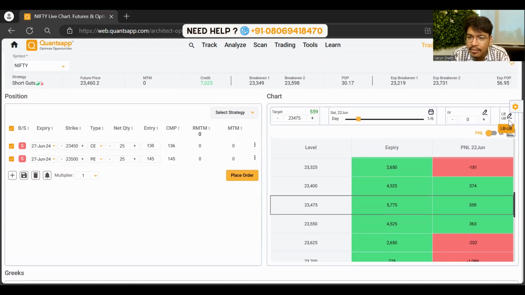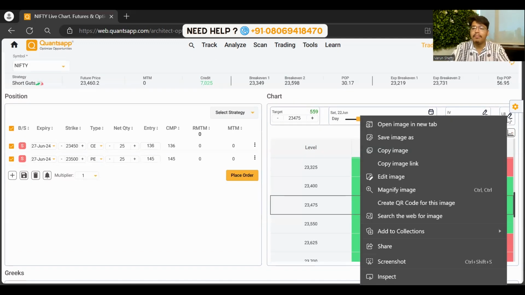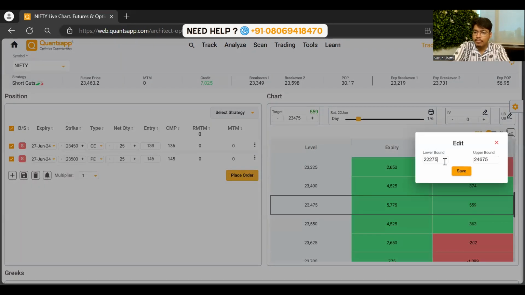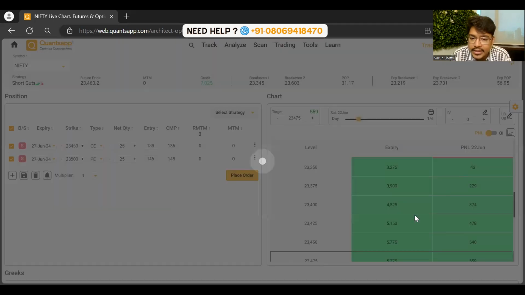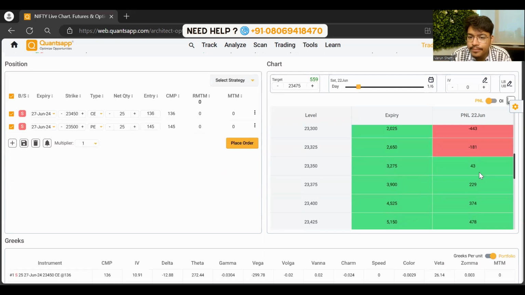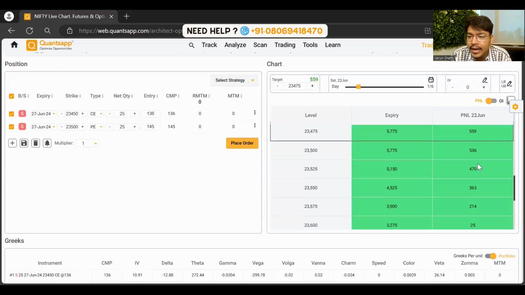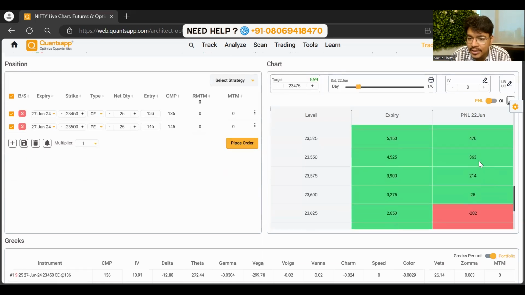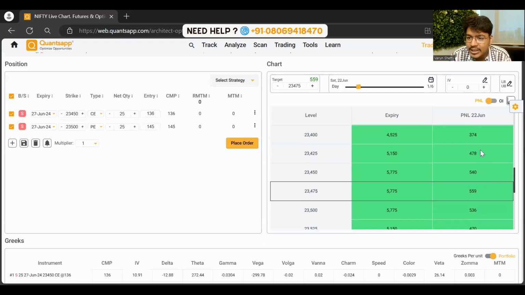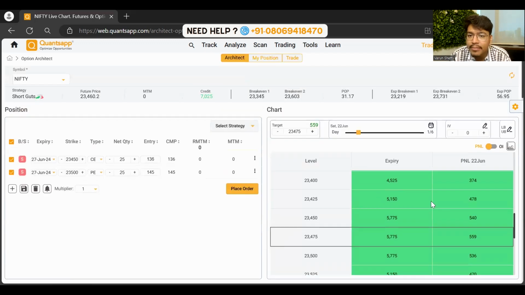Let me just set the upper and lower bound a little bit better. So what is the upper and lower bound? Okay, so let's set it to 23,000 and 24,000. We don't need a lot more upper and lower bound to analyze this. Let's check this. Is this good? Yes. So 23,350 and 23,600. So if the market stays between this range, tomorrow I will make money.